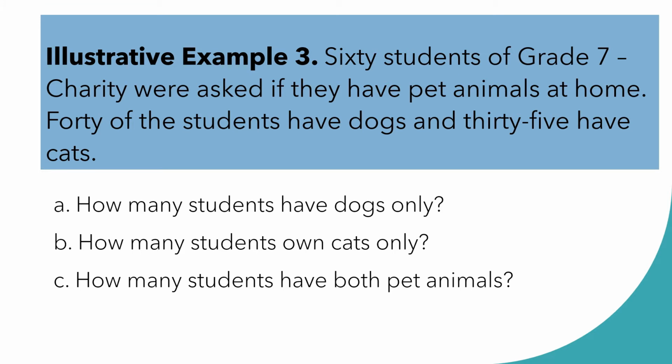Let us have illustrative example number 3. The problem is, 60 students of grade 7 were asked whether they have pet animals at home. 40 of the students have dogs and 35 have cats. You are to answer the following questions. For A, how many students have dogs only? For B, how many students own cats only? The last one is, how many students have pet animals?